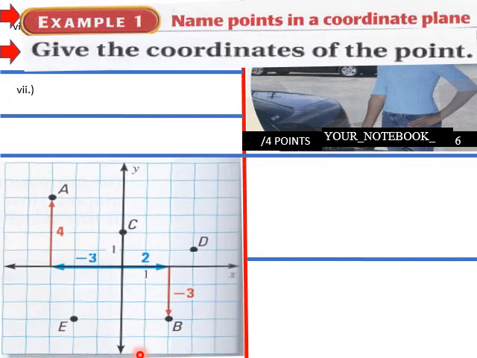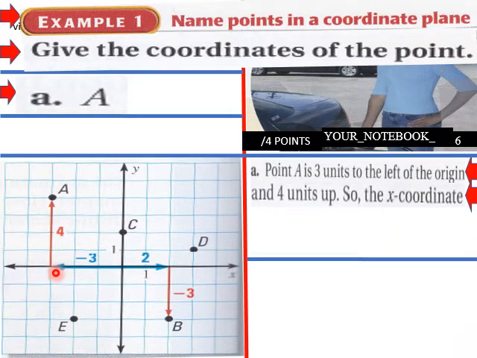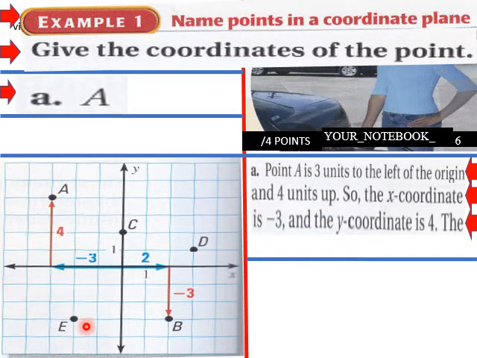Name points in the coordinate plane. So now we're going to give the coordinates of the point here. Name these points. Point A. Point A is 3 units to the left of the origin and 4 units up, right here, 4 units up. So the x coordinate is -3. Here's -3, 1, 2, 3, and the y coordinate is 4. So the ordered pair for this point here is -3, 4.